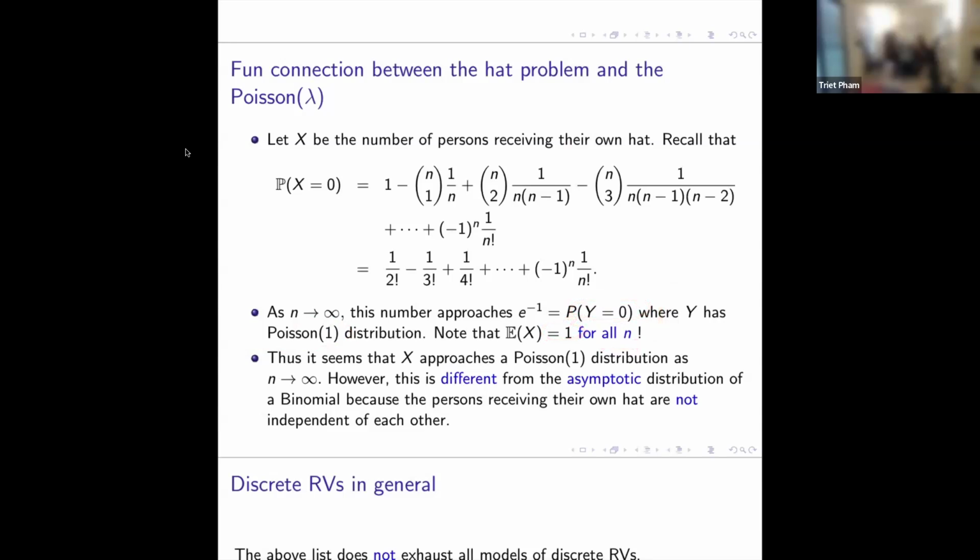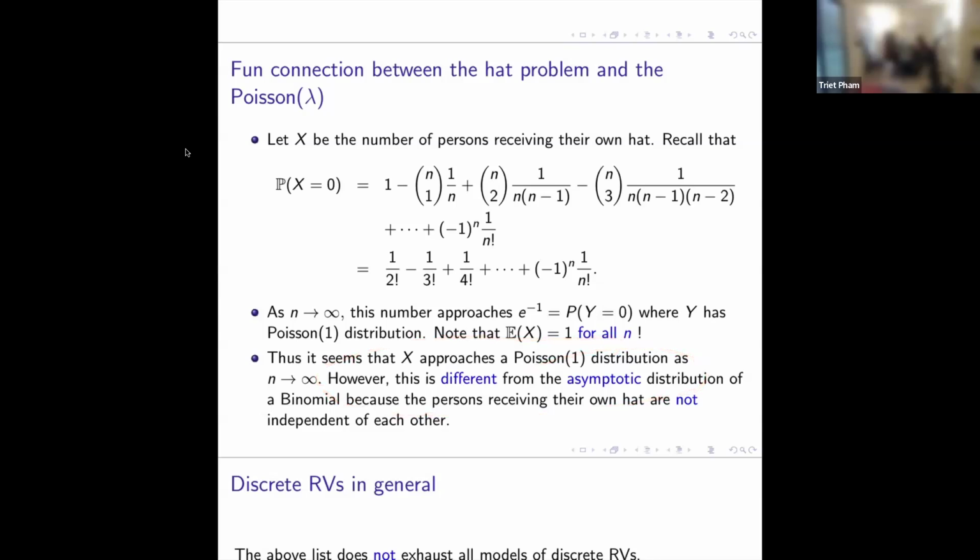So in fact, this is again a case of a small dependence between the trials. These are not independent trials, because the individuals receiving their own hat are not independent. But as n grows larger, the dependence gets weaker, and eventually this can still be approximated using a Poisson.